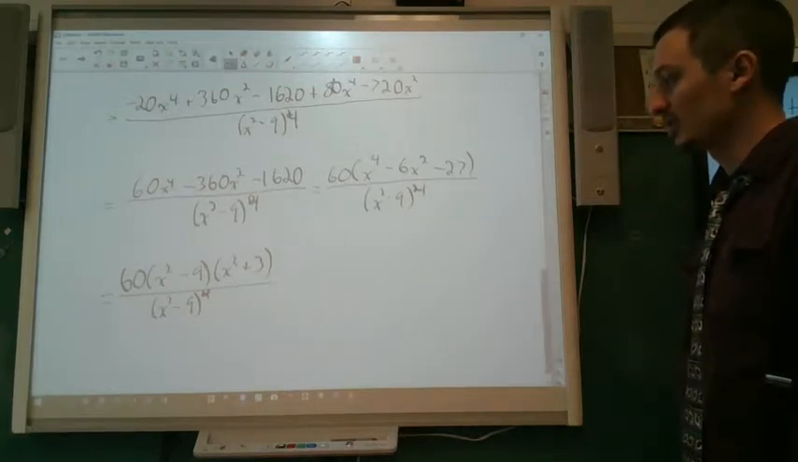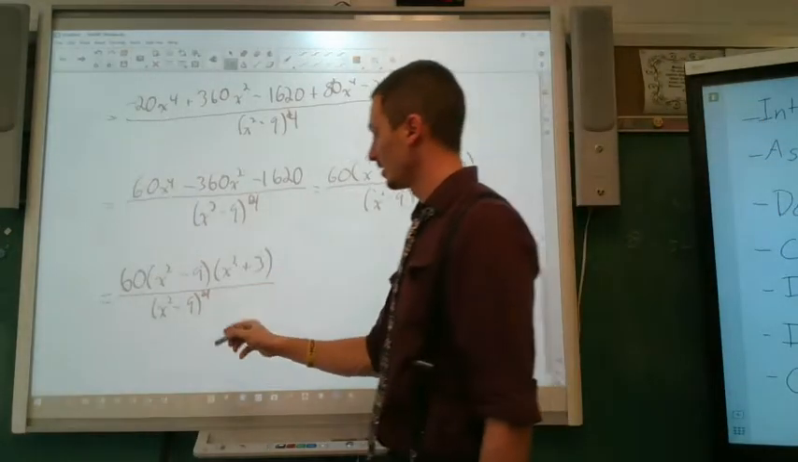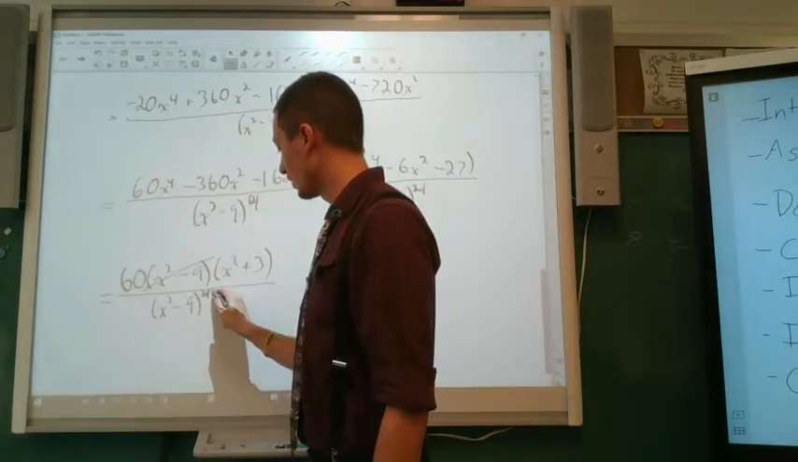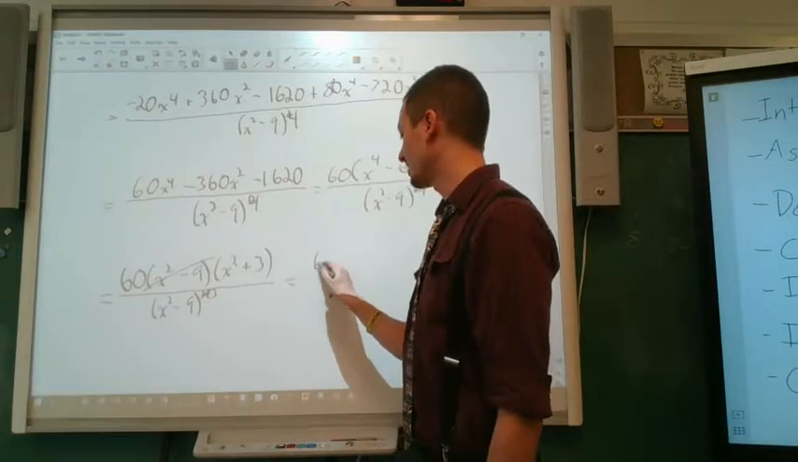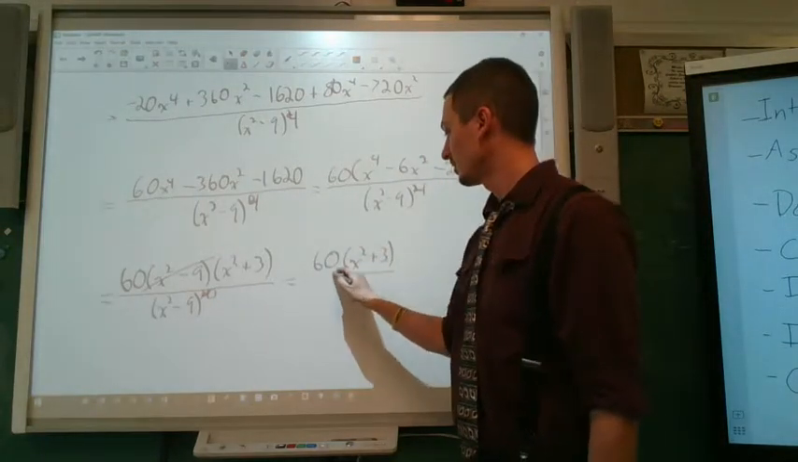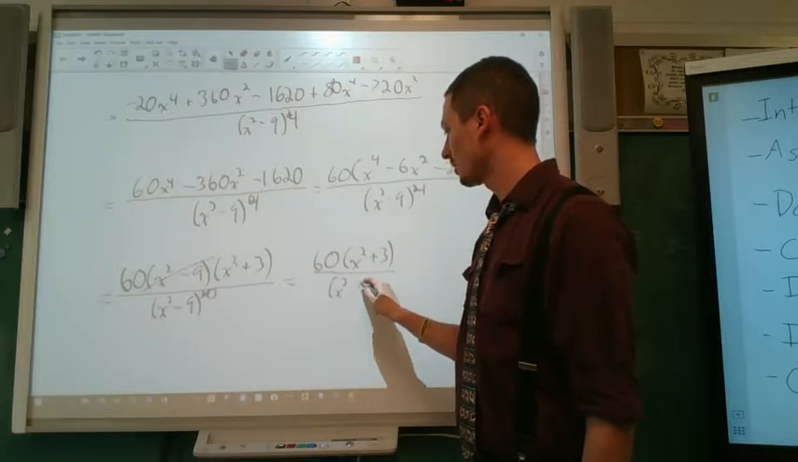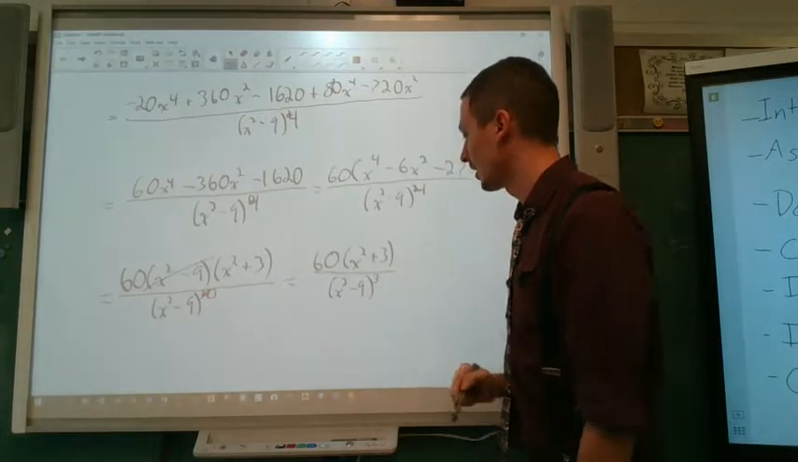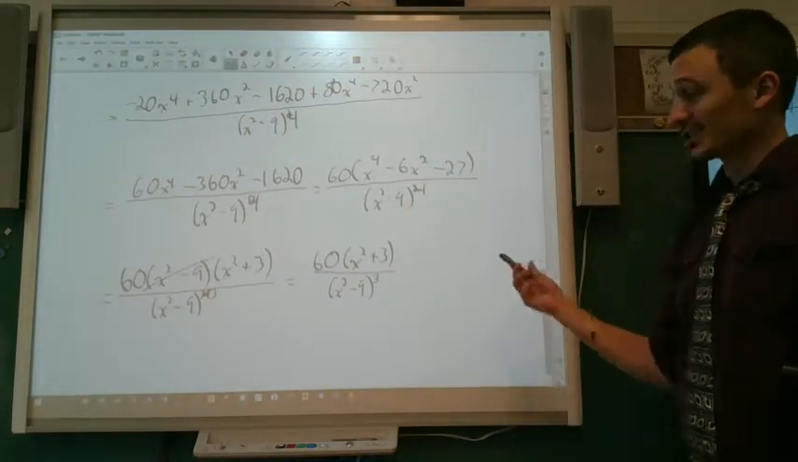So that's our second derivative. Oh, look, an x squared minus 9. That cancels with one of those, and we're left with 60 times x squared plus 3 divided by x squared minus 9 to the third now. So that's our second derivative.